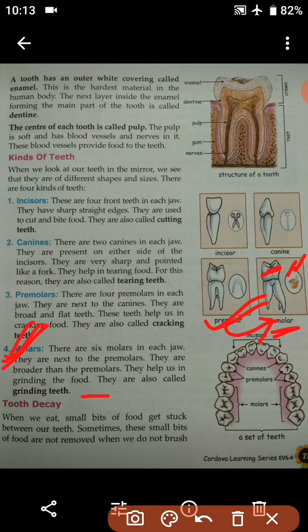Okay, so incisors are known as the cutting teeth, canines are known as the tearing teeth, premolars are known as cracking teeth, and molars are known as grinding teeth. Okay, so I hope it's clear to you.